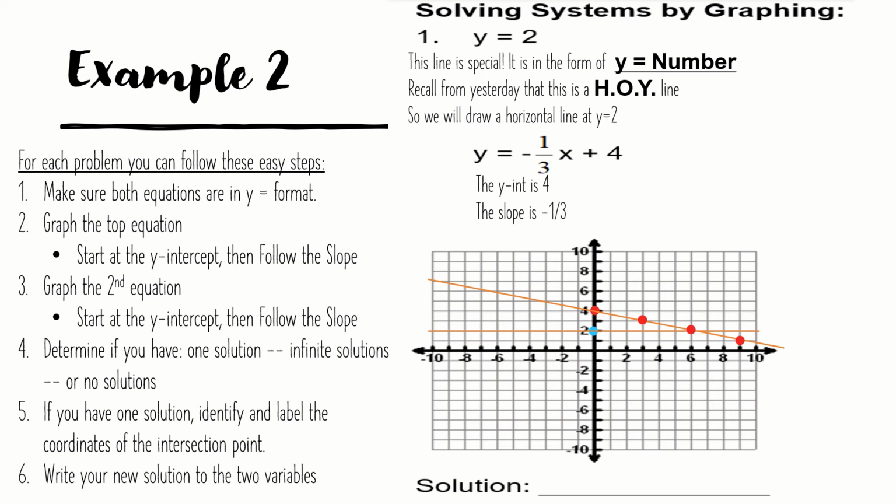If you have one solution, identify and label the coordinates at the point. So the lines intersect right here. That's going to be at point 6, 2. That means we want our answer to say x equals 6 and y equals 2, so we're going to put it down here for our solution, x equals 6 and y equals 2.